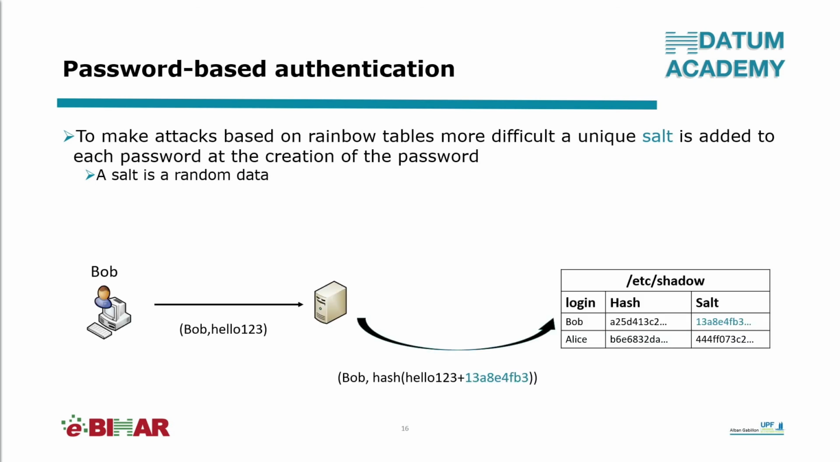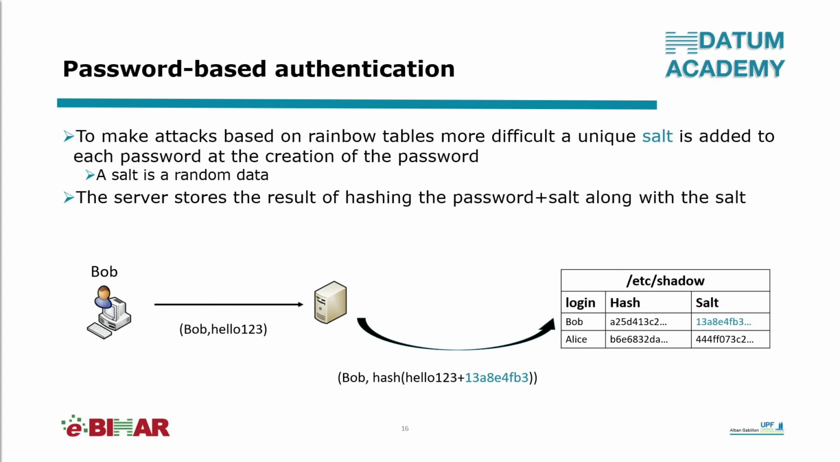The server stores the salt and the result of the password hash concatenated with the salt. If Bob authenticates, his password is first concatenated with the salt in the shadow file and then it is hashed. If the result matches the hash contained in the shadow file, then Bob is authenticated. This technique makes attack using rainbow table more difficult because the attacker would need one rainbow table per salt.